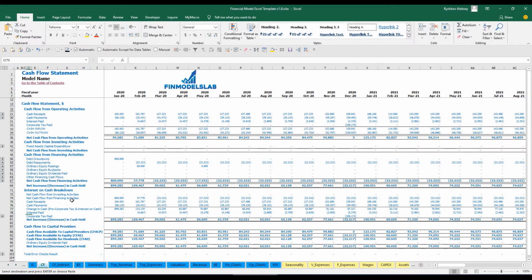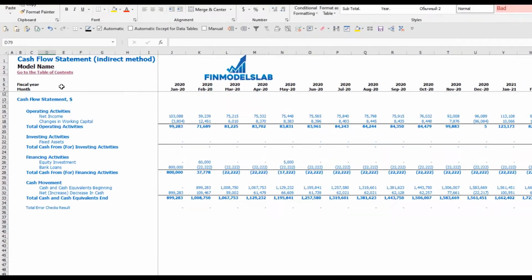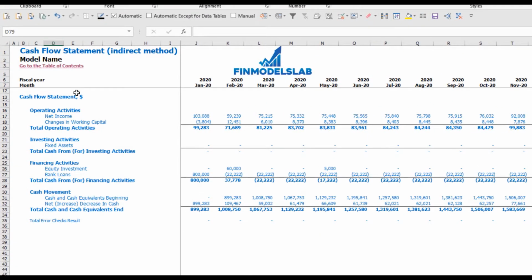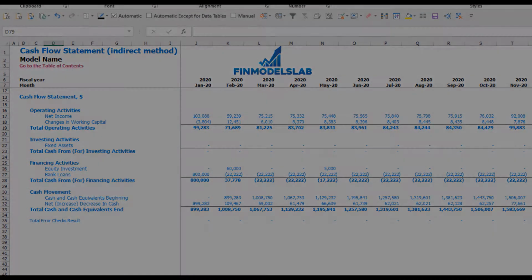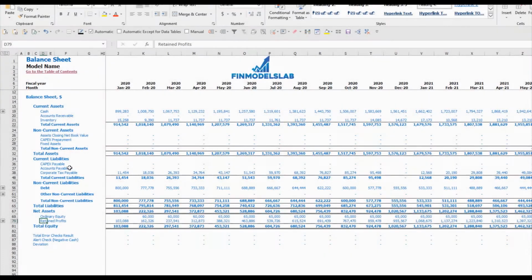On the cash flow you may see breakdown of your cash flow by operating activities, investing activities and financing activities. There is a more collapsed form of the cash flow, which is calculated using the indirect method. And there is a balance sheet where you may see your cash, current assets, non-current assets, current liabilities, non-current liabilities, and equity, also broken down by months.